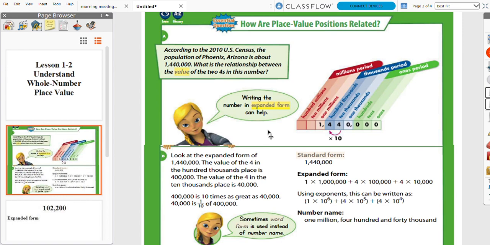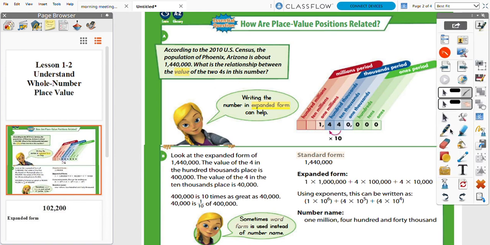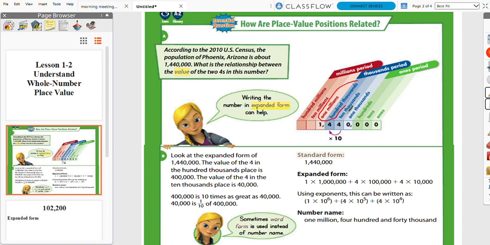So when you are working on these problems, and if you can't remember your place value, the place value chart is your best tool to help and assist and aid you with that. So here is 1,440,000 in our place value chart, and they want to know the relationship between the two fours in this number. So here are your two fours, one in the hundred thousands place and the other one in the 10,000s place. So these two fours right here.